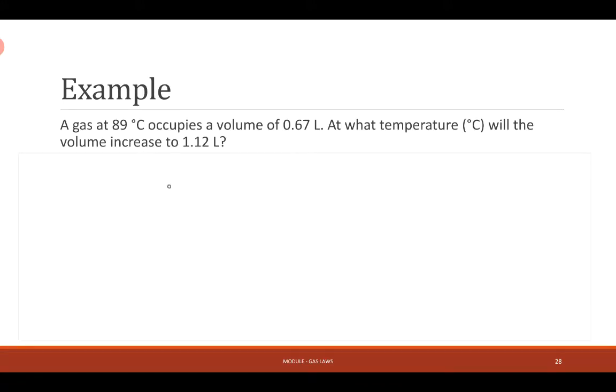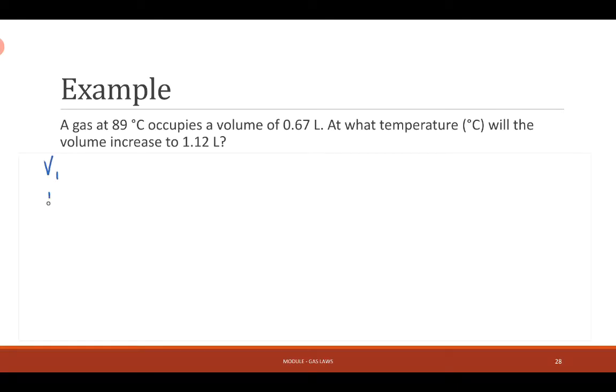Here's an example problem. It reads, a gas at 89 degrees Celsius occupies a volume of 0.67 liters. At what temperature in degrees Celsius will the volume increase to 1.12 liters? Let's go ahead and identify our variables.